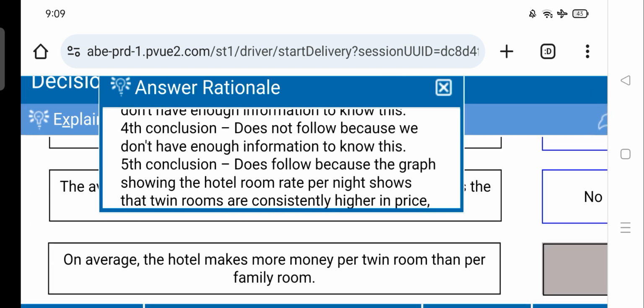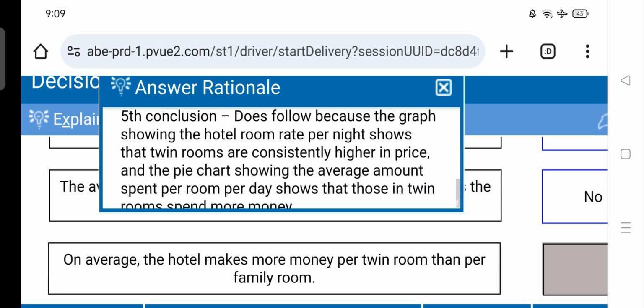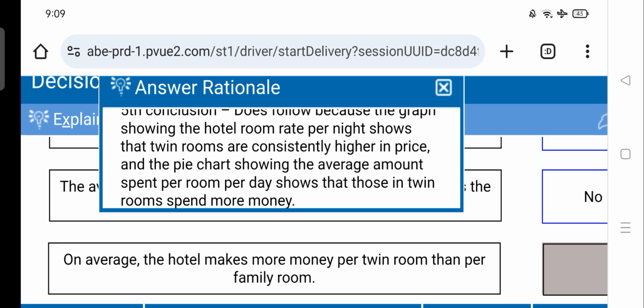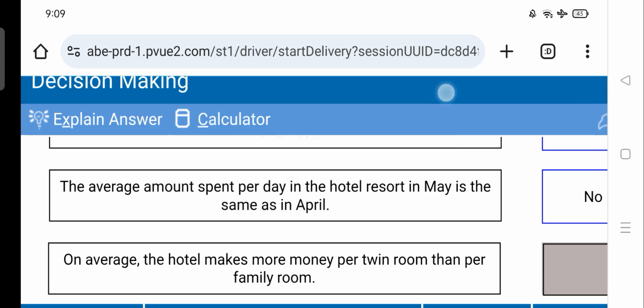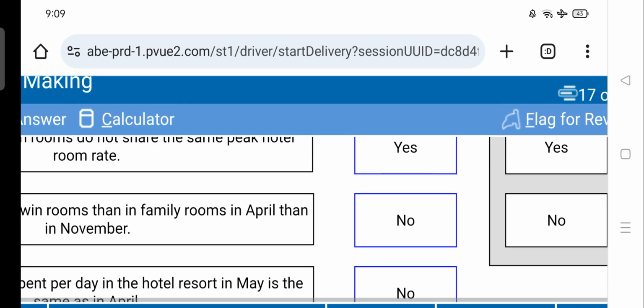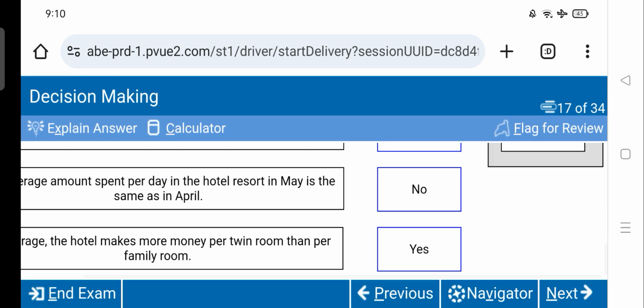The last conclusion does follow because the graph showing the hotel room rate per night shows that twin rooms are consistently higher in price, and the pie chart showing the average amount spent per room per day shows that those in twin rooms spend more money. So this one does follow, so we will drag a yes and drop it here in front of this conclusion.